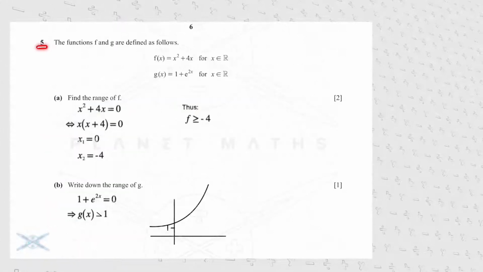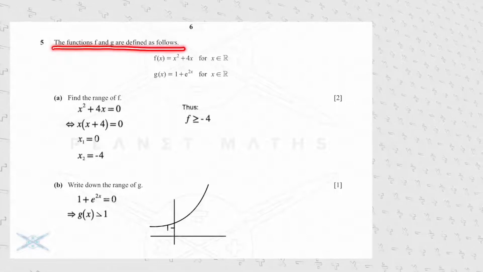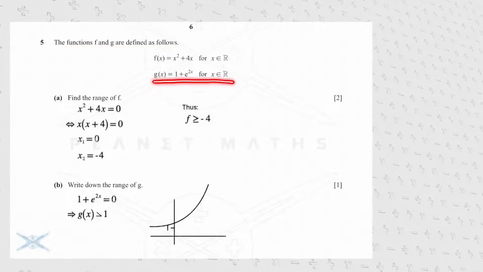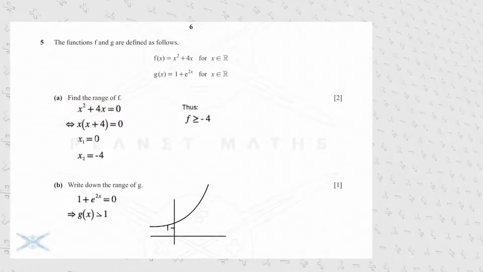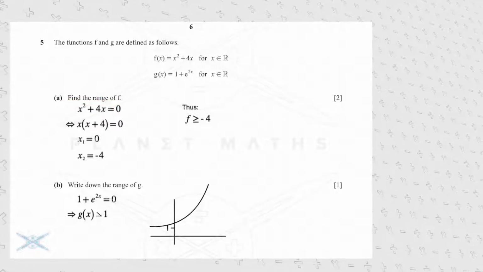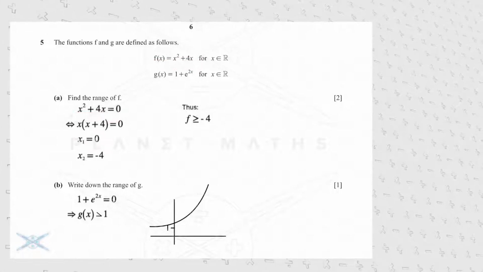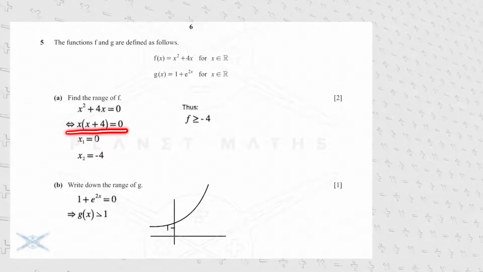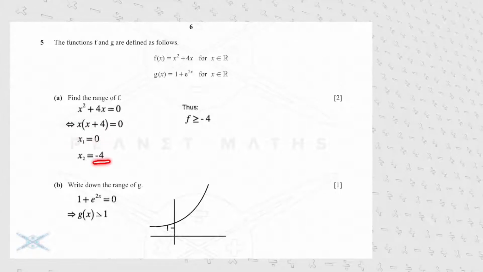Next on to exercise number 5. We are provided here with two functions f and g, which are defined as follows. And in part A, we are supposed to find the range of f. This is done by equating the function to 0 and thereby finding its roots. After factorizing x, the roots are easily determined as being 0 and -4.